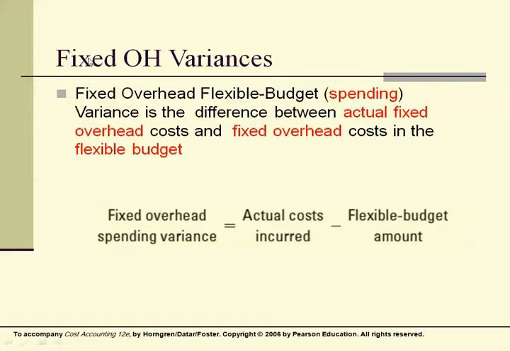Second, fixed overhead variances. Fixed overhead flexible budget or spending variance is the difference between actual fixed overhead costs and fixed overhead costs in the flexible budget. So fixed overhead spending variance equals actual costs incurred minus flexible budget amount.